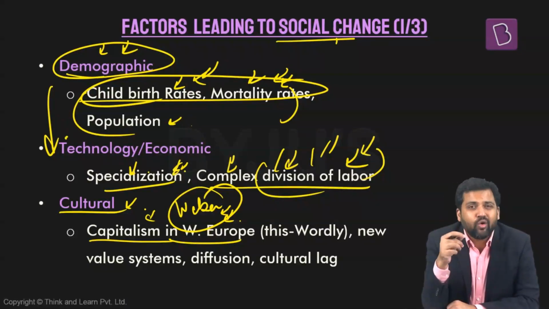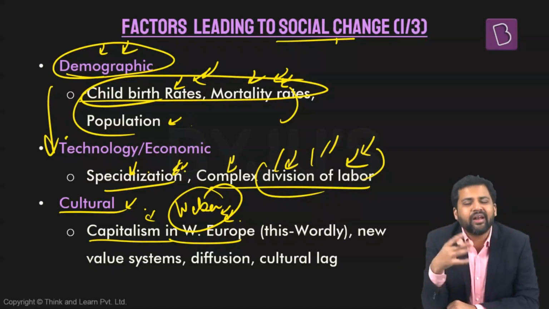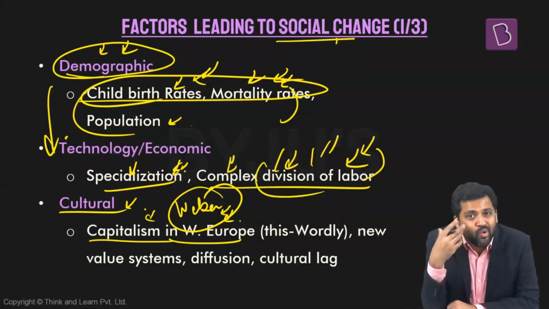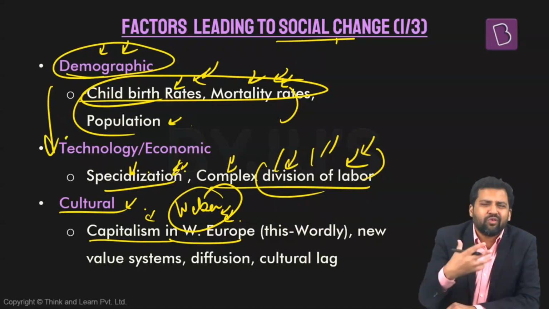How do you find out? You can find it out by working hard. Work hard. If you are succeeding, that means you are the chosen one. If you are not succeeding, then you are not the chosen one. But how do you know that you are the chosen one or not? You have to first work hard. So this is one of the fundamental values among the Protestants.